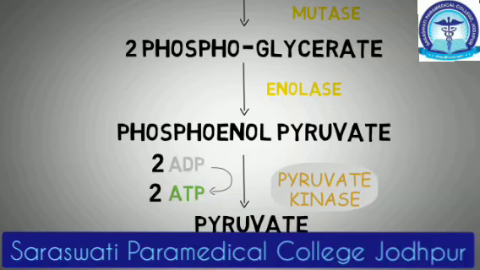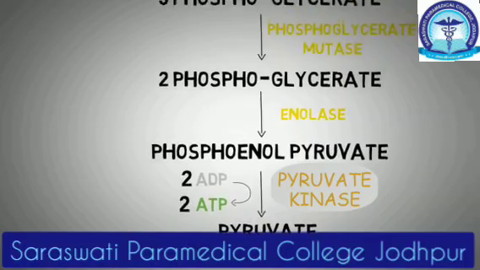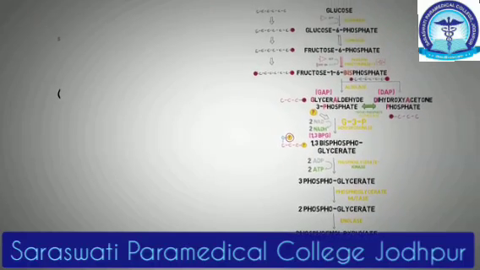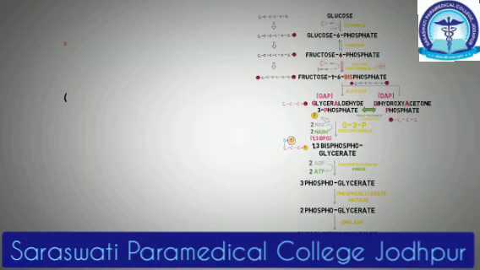In this step also, you can note that 2 ATPs are produced, as one glucose was earlier split into 2 molecules of glyceraldehyde 3-phosphate. So we are basically done with the complex part of the glycolytic pathway.